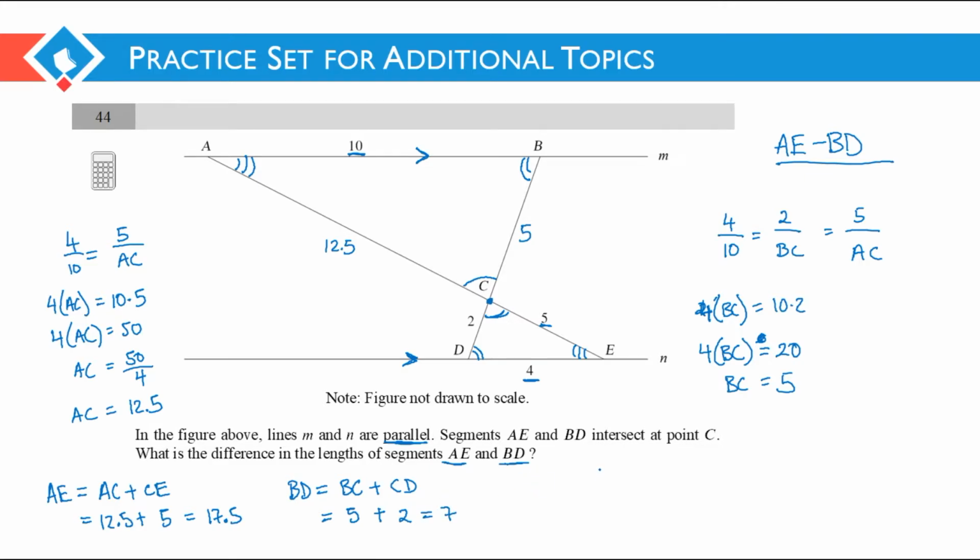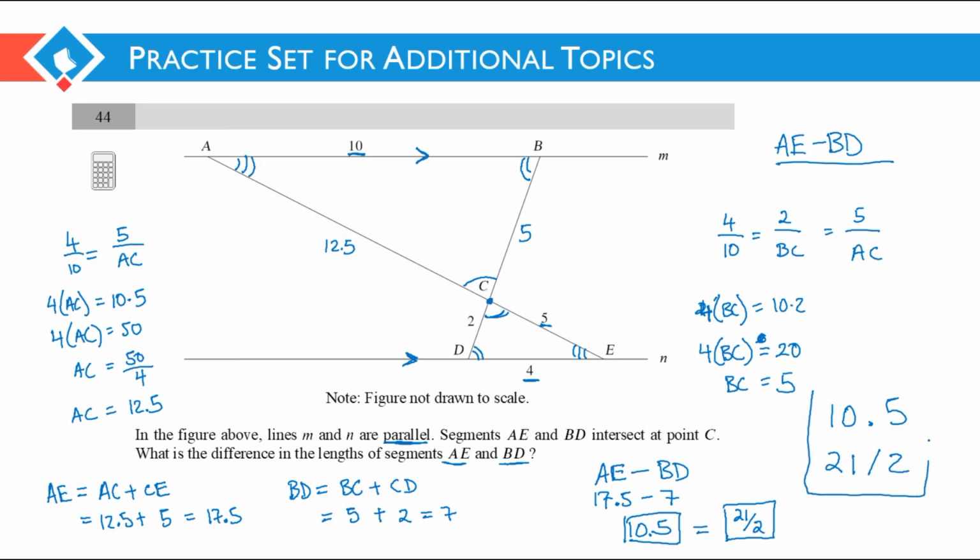The quantity we're looking for is AE minus BD. And that way we can just plug in our numbers. So it's going to be 17.5 minus 7, which gives us an answer of 10.5. This is going to be our answer, 10.5. You could also write this as a fraction. So if you left everything in fractional form, this would be 21 over 2. So if you're entering your answer into the bubble answer, it should be 10.5 or 21/2. Either one of these would be okay to enter as your answer.